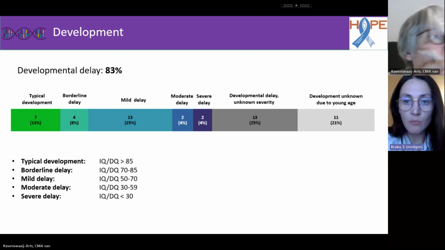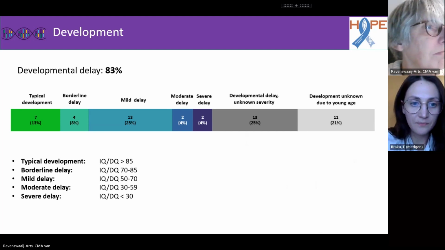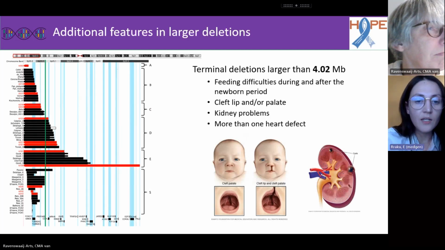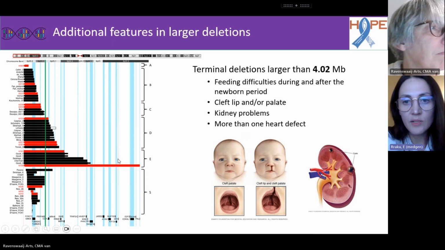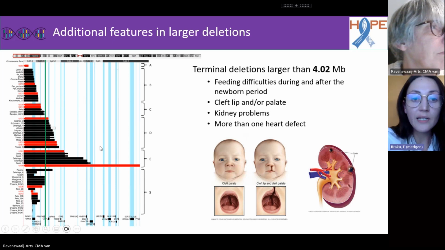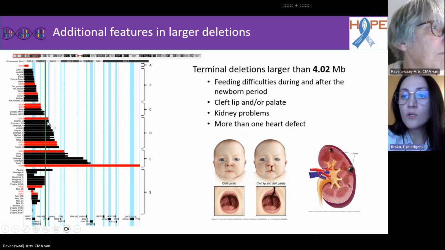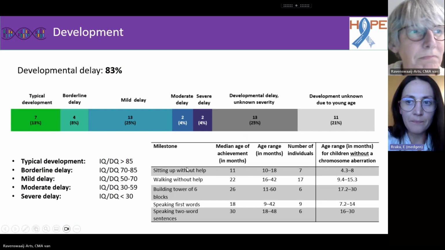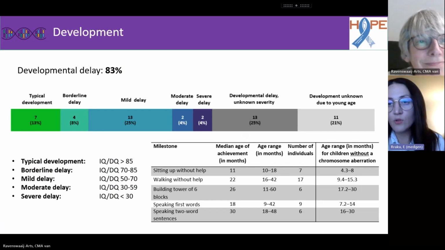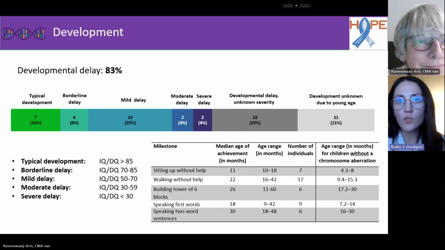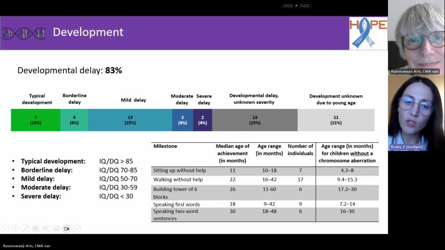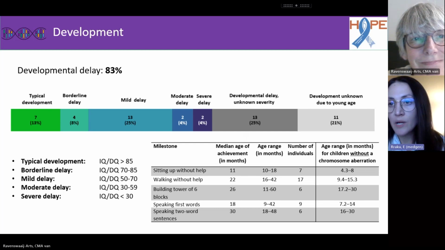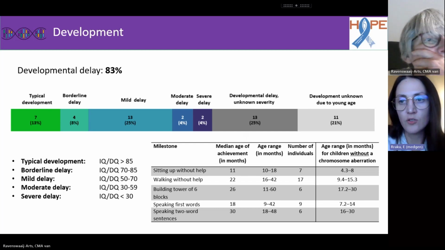So if we go one slide back, we saw that those 7 individuals with typical development and 4 with borderline delay were only in subgroups A, B, and C. Individuals in subgroups D and E always had developed some degree of developmental delay as far as we knew. We can go back. Yes. So in the article and in the summary on the website, you can find a table with the ages at which children reach certain milestones, such as walking without help or speaking, also in comparison to children without a chromosome aberration.